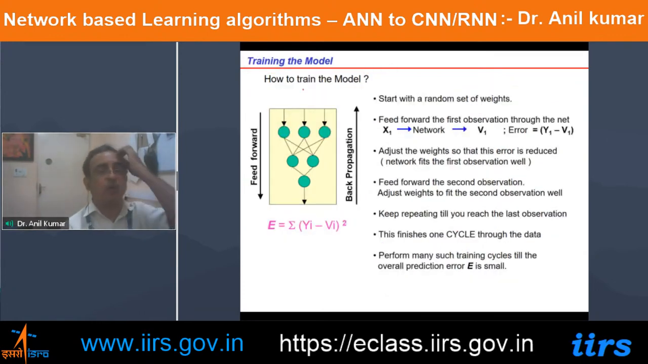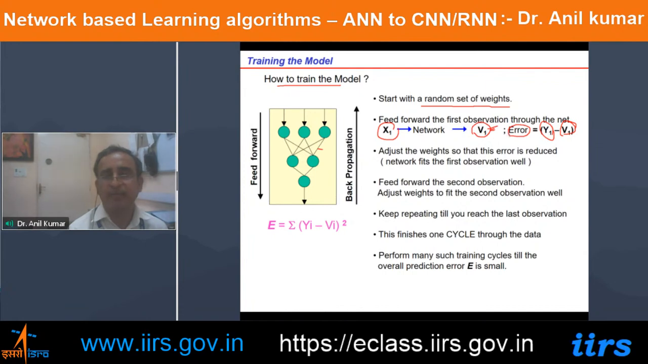So how to train the model? Start with a random set of weights. Once we create the connectivity, fill the weights for each connectivity randomly. Then take the training data, get the target value, get the output value, and compare this output value with the target value. So this is your target value, and this is your output value. If there is an error, and it is not acceptable, then we have to reduce it during training. Reducing the error means we have to adjust the weights so that the error is reduced.